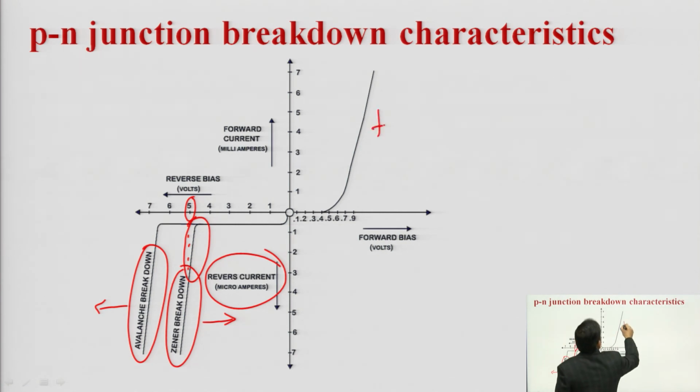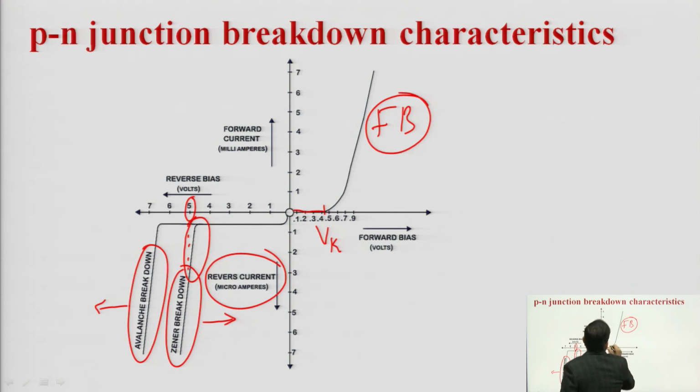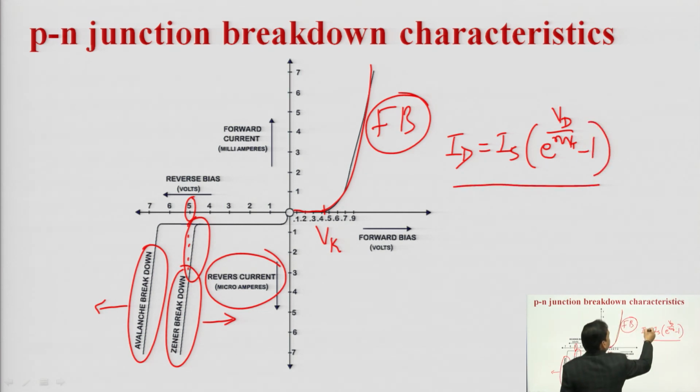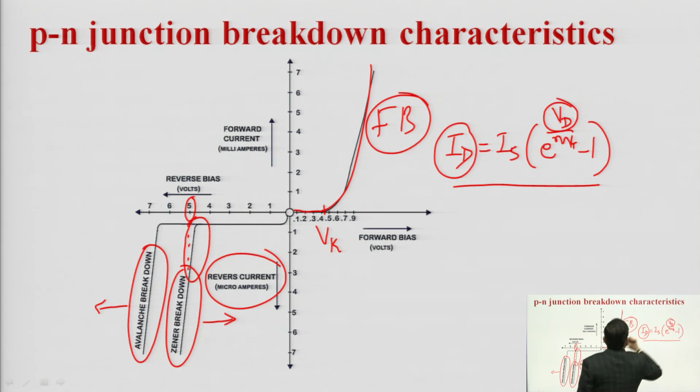This Zener region can be utilized for the Zener diode. The forward bias characteristics are very similar: up to a voltage, let us say Vk or V gamma, the cut-in voltage, the current is 0, and after this particular voltage the current increases exponentially as per the equation ID = Is (e^(Vd/nVt) - 1). The relationship between current and voltage is exponential. The current increases exponentially as we increase the forward voltage.